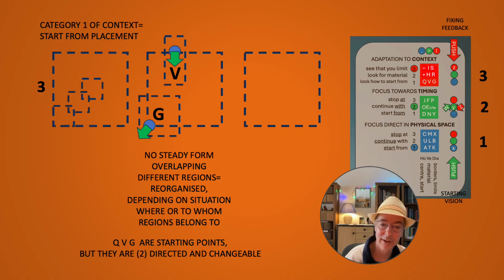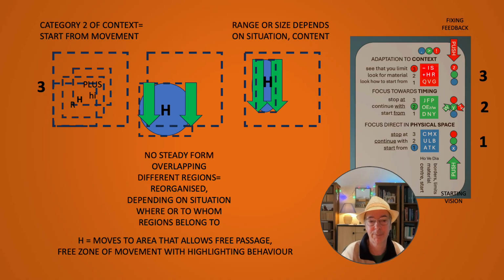So it's a reorganization depending on the situation, where or to whom also the regions belong to. Because V is also about the material, so it actually says, where will the material go to? Depends, but it will go to somewhere. So Q, V, and G will always be starting points at their specific places, but they will be directed and changeable according to the contextual frame.